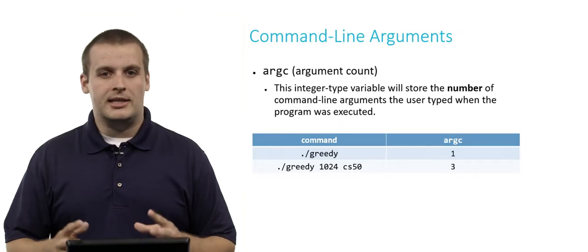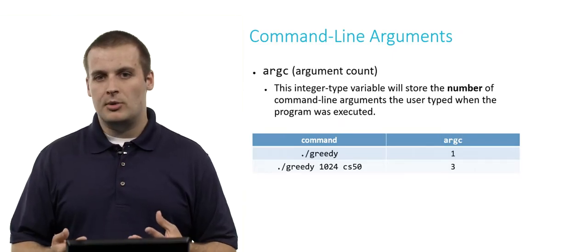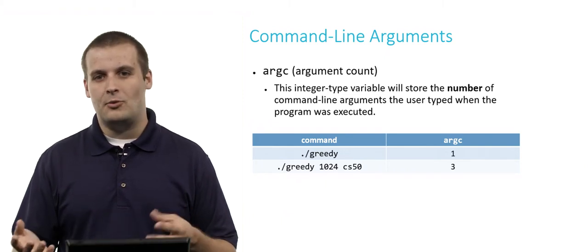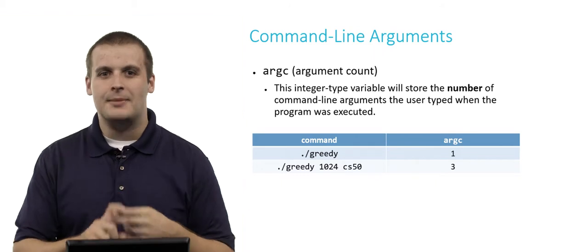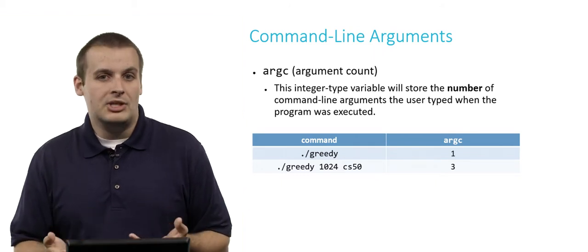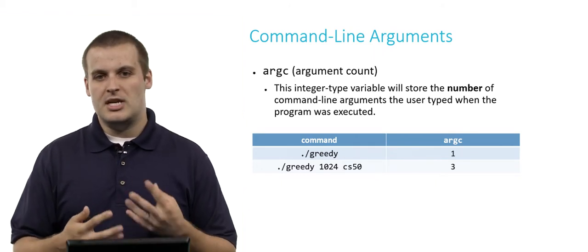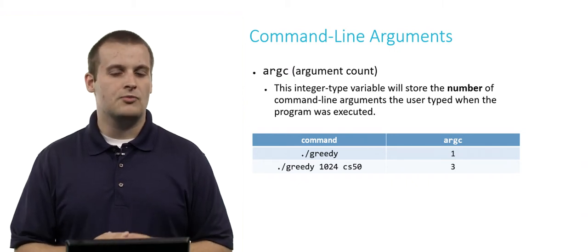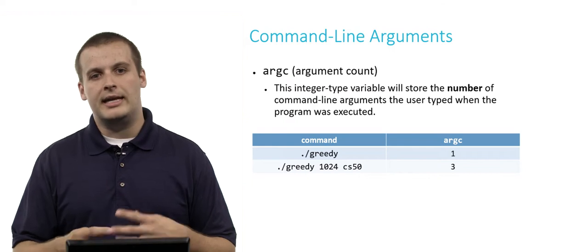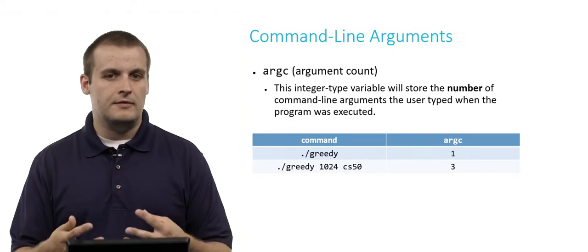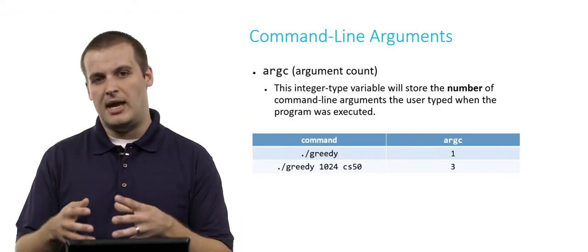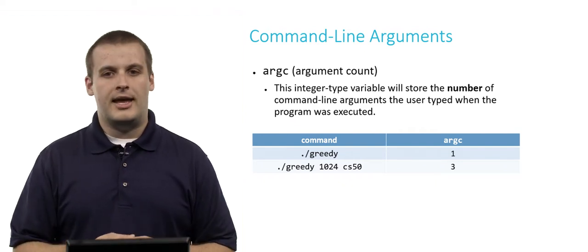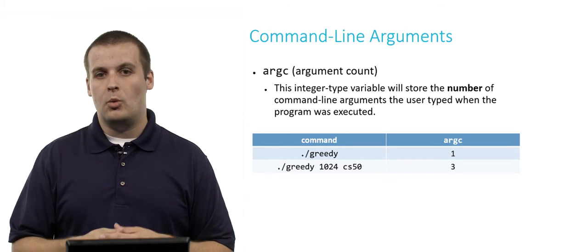So anyway, argc, the argument count. It's an integer type variable, and so as you might expect, if we have two things that we're going to be finding out, what the user typed and how much stuff the user typed, argc is going to tell us how much stuff the user typed. So it gives you a number of command line arguments the user typed when the program was executed. So if your program is run ./greedy, and inside of your greedy program, your main function has the declaration int main, int argc, string argv, square brackets, then argc in that case is 1.